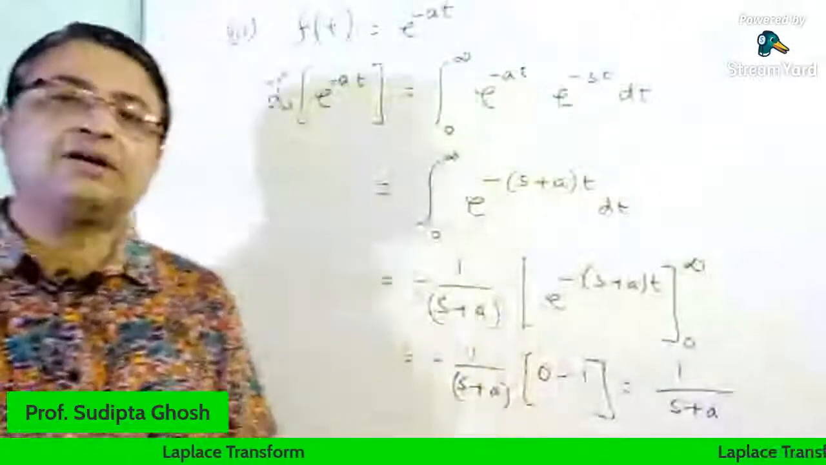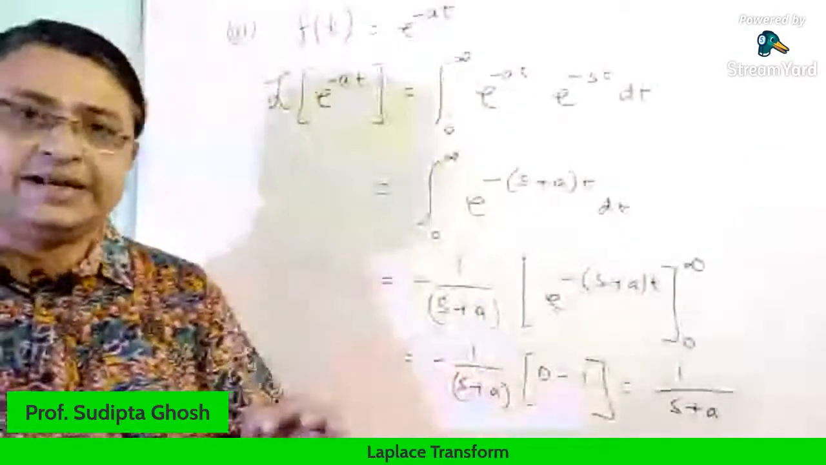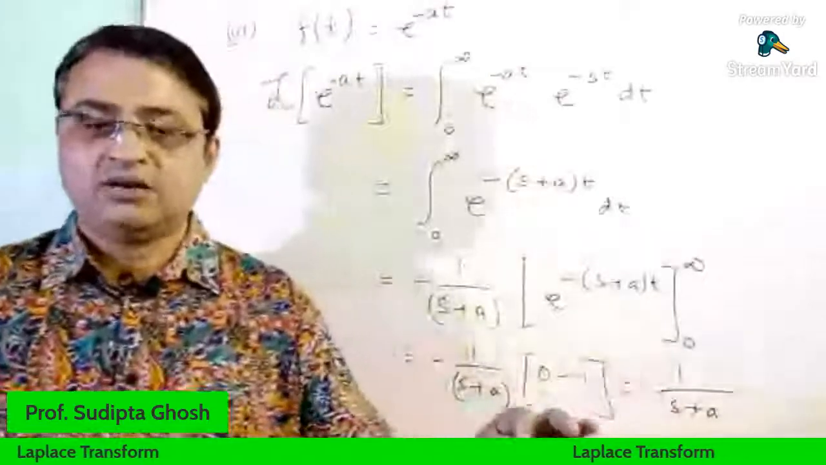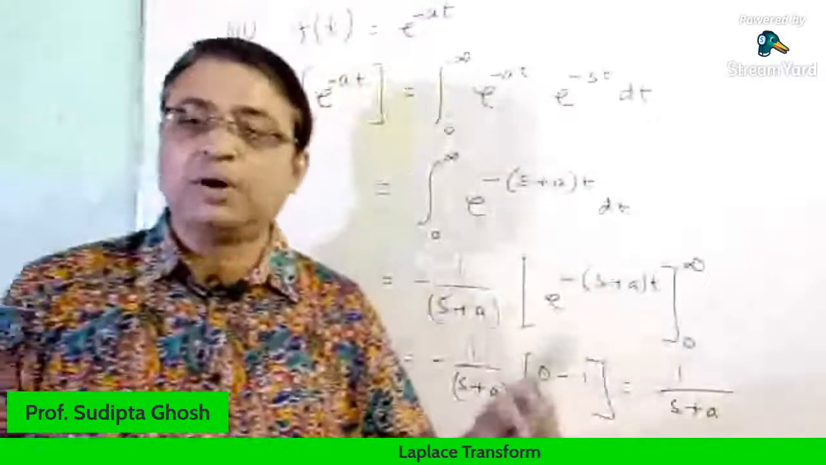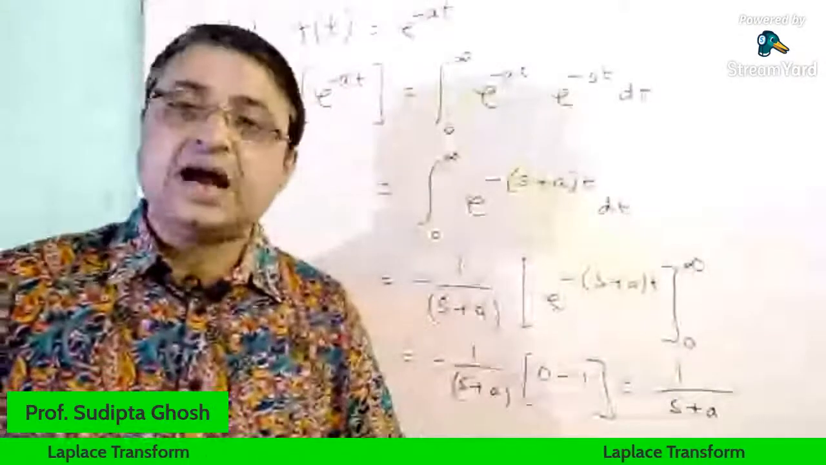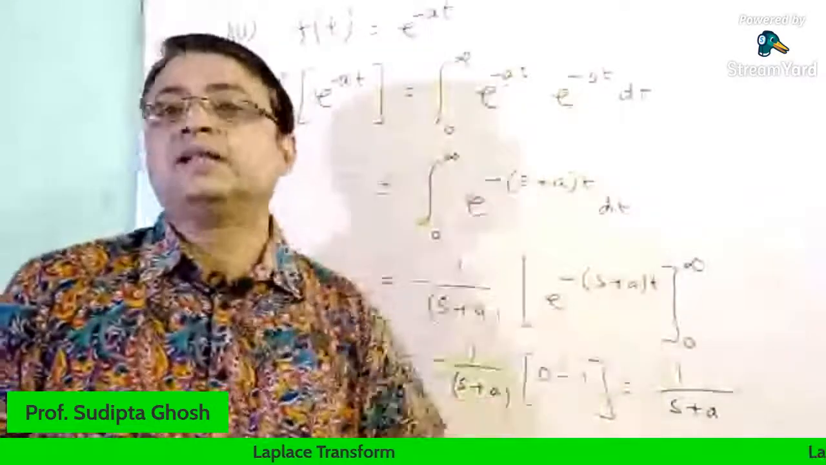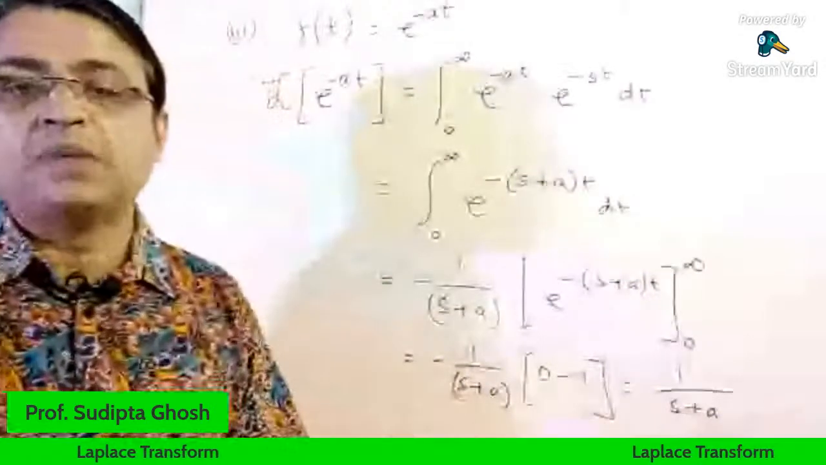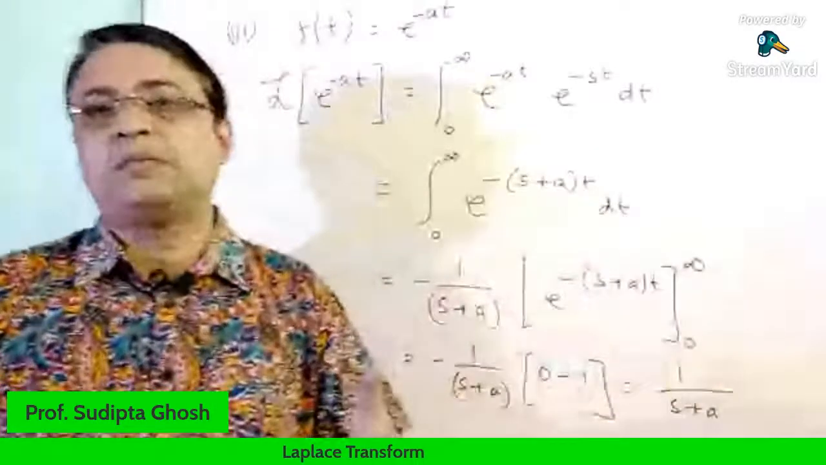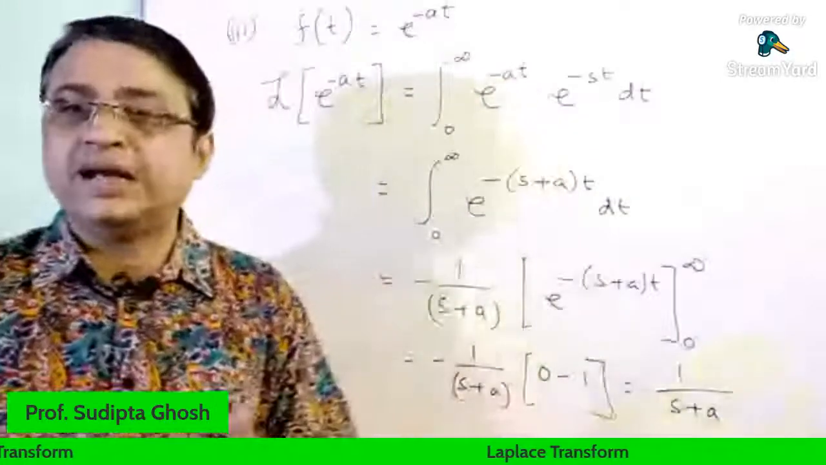So you can see that when the function is e to the power at, the Laplace transformation is 1 by s minus a. And when the function becomes e to the power minus of at, then the Laplace transformation is 1 by s plus a. So e to the power at becomes 1 by s minus a, and e to the power minus at becomes 1 by s plus a.